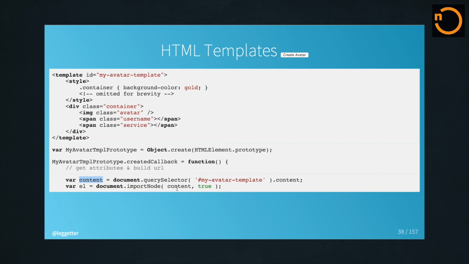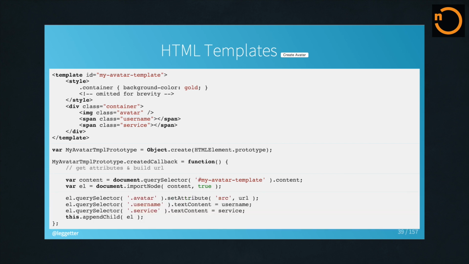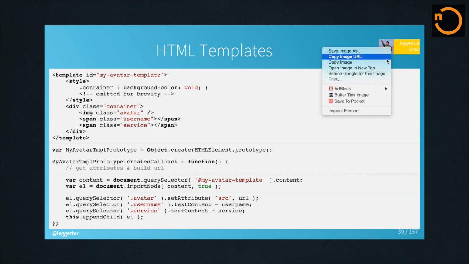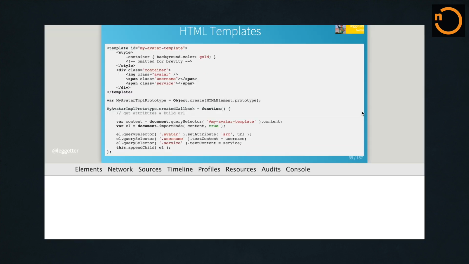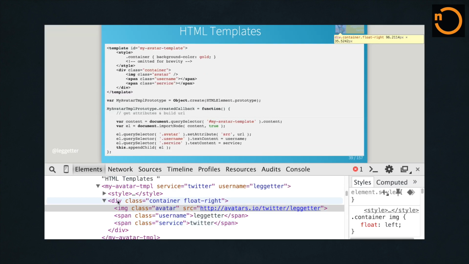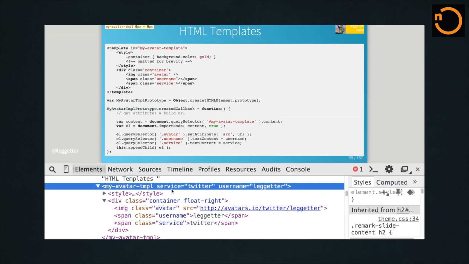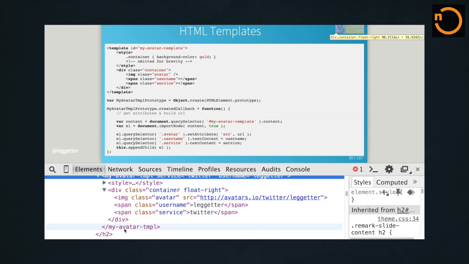So we've got this content. We then need to import it into the actual document. True means I'm going to deep clone. I'm going to make sure that I'm copying all the contents, so all the nested elements as well. This gives me the element that's created. And then I can dive into that, select elements, set attributes, set text content, and then append it to this, which is the actual custom element. So here's, as you can tell, I'm pretty awesome at design. This is what's created. So you'll see I've got my avatar, and all this content is chucked in the middle.